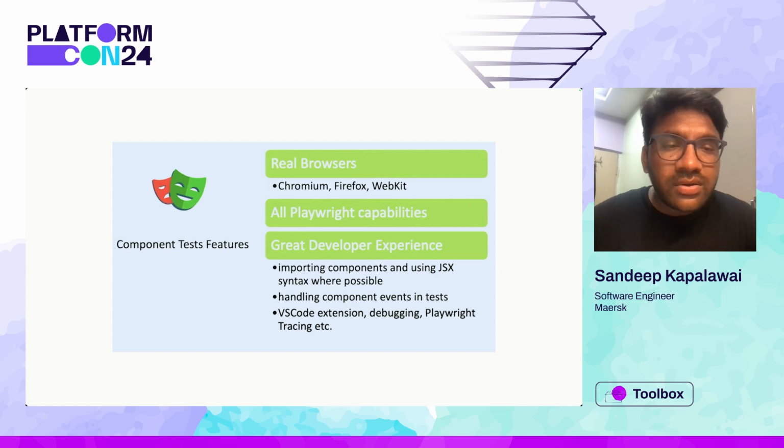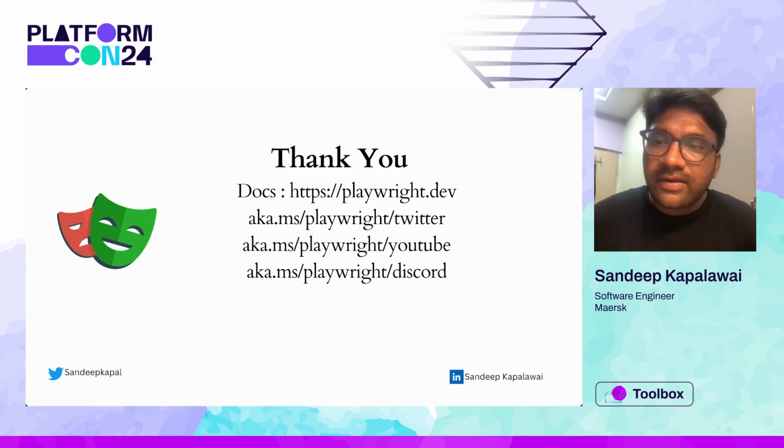You can also use codegen. It's a tool which is released by Playwright. You do not need to worry about the selectors or locators. Using codegen, you can write your tests by using your emulator clicks, and it will write the code. That is one of the major advantages. You can also handle component tests with events, and you have a VS Code extension for debugging and trace data. Those are all the benefits.